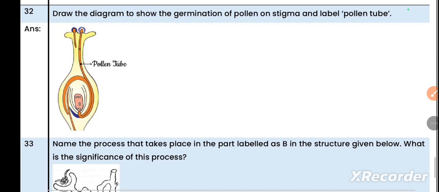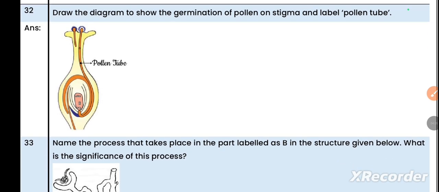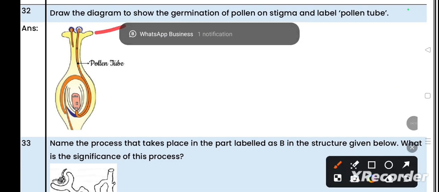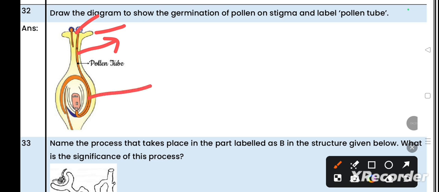Question number 32. Draw a diagram to show the germination of pollen on the stigma and label the pollen tube. This is the germination of a pollen. Then this is the stigma. These are pollen grains. This is the pollen tube, ovary, ovum. Structures like these are there. Practice once. It's a very easy diagram.